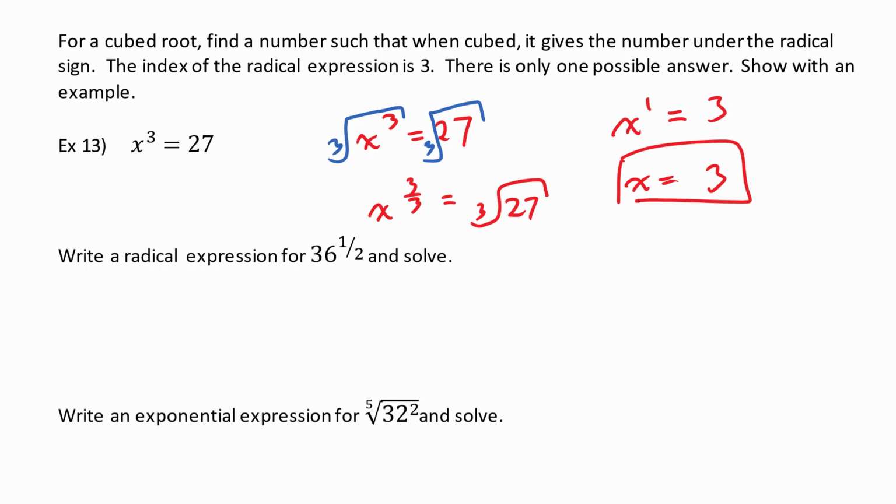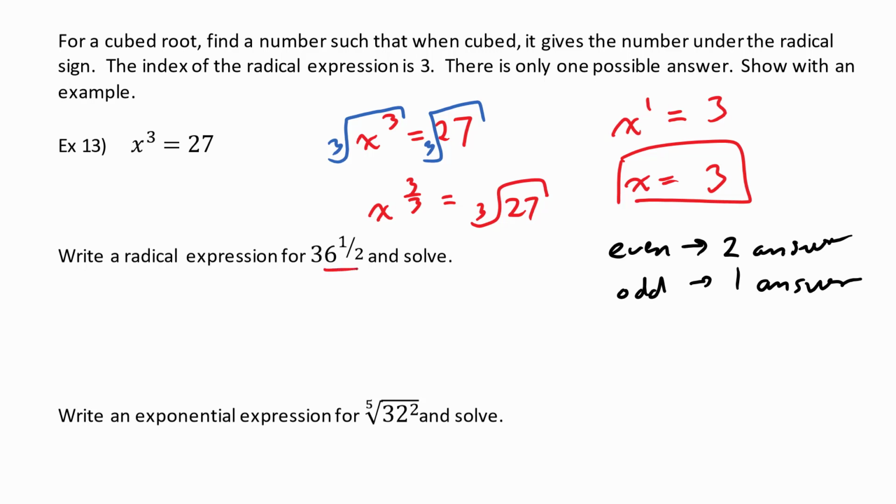3 times 3 is 9. 9 times 3 is 27. Minus 3 times minus 3 is positive 9. Positive 9 times minus 3 is negative 27. So when you're doing algebra, if you have an even root, there's going to be two answers, potentially. If you have an odd root, there will only be one answer.